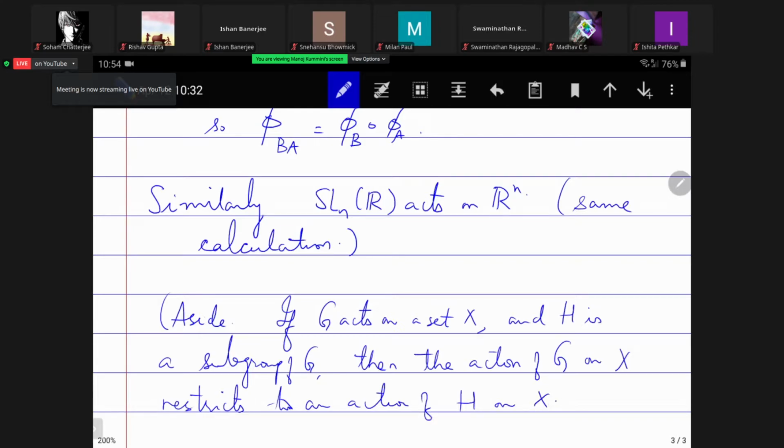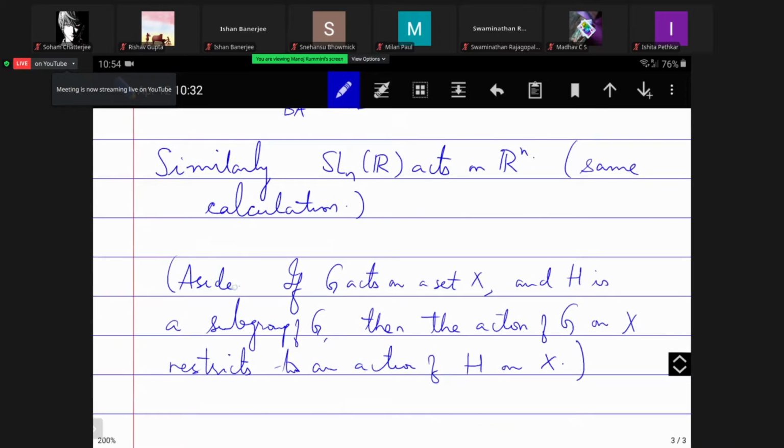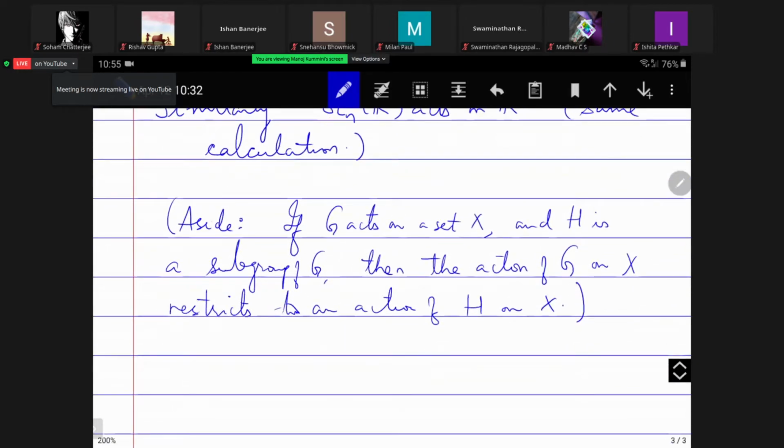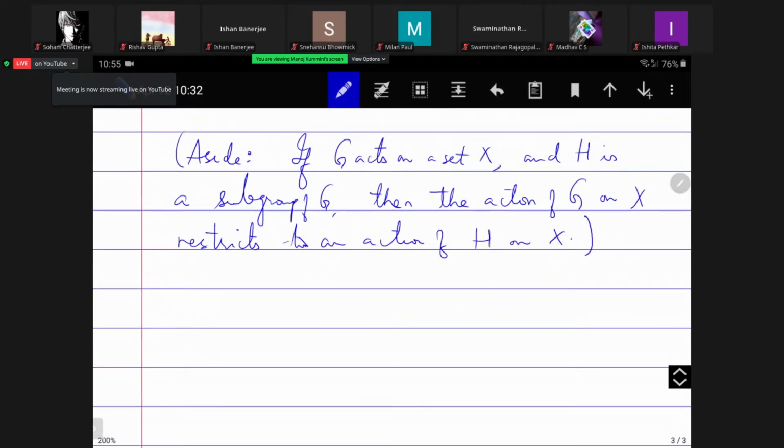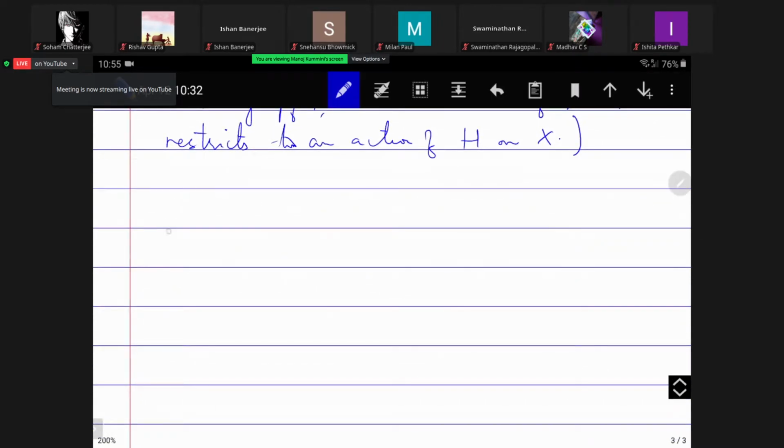Just a general remark, think about it. Don't consider phi G for every G in G, just consider phi H for only H in H. That also satisfies the same condition because it is universally quantified. So elements of H also should satisfy the same, and one is inside H. So the earlier statement, SLn acts on Rn using the same calculation, is just an instance of this observation.